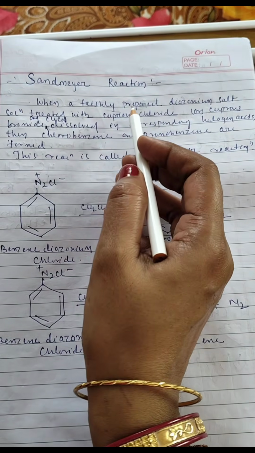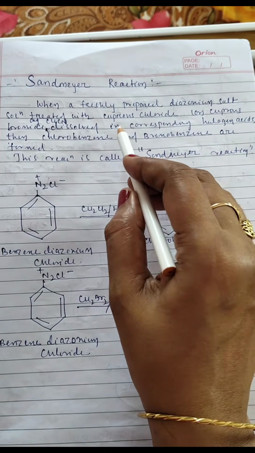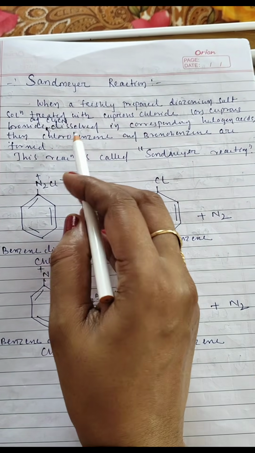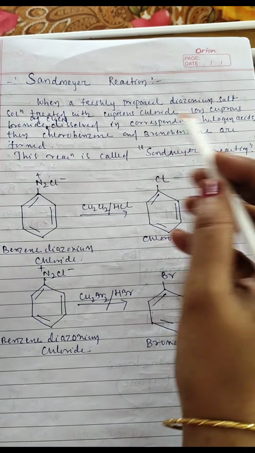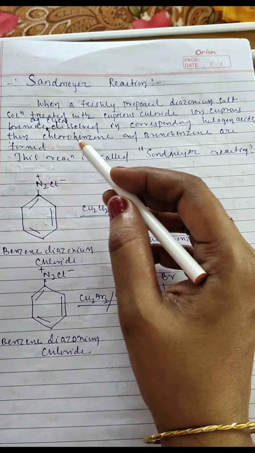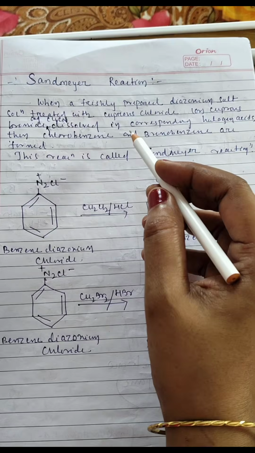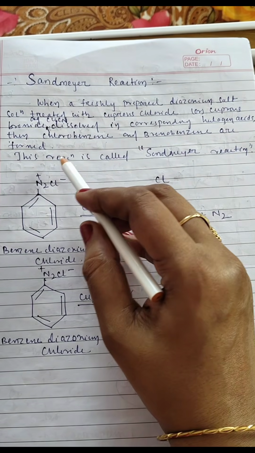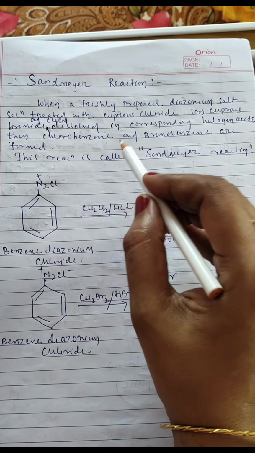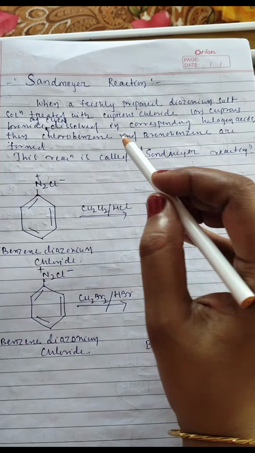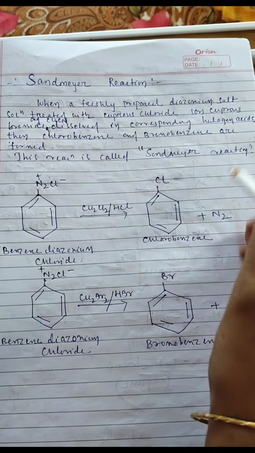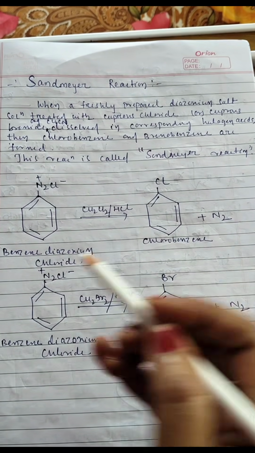Now, Sandmeyer's reaction. What is Sandmeyer's reaction? When a freshly prepared diazonium salt is treated with cuprous chloride or cuprous bromide or cuprous cyanide dissolved in the corresponding halogen acids, then the chlorobenzene, bromobenzene and cyanobenzene which are formed is known as your Sandmeyer's reaction. Okay.